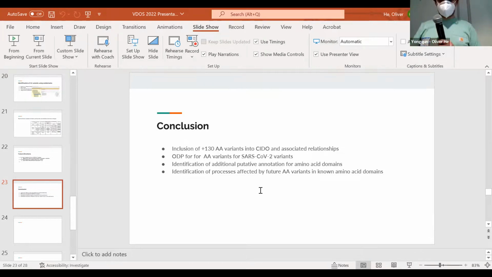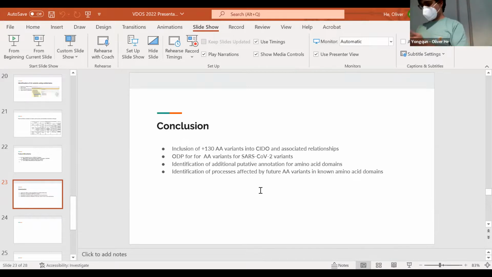If there's no question. If I can ask a question, so can you elaborate how we can use the CIDO with the amino acid and variant information incorporated? How can we use this resource for further kind of vaccine research or efficacy research?